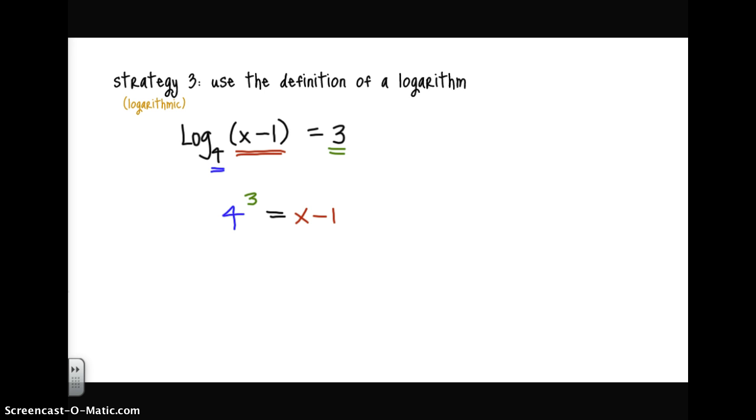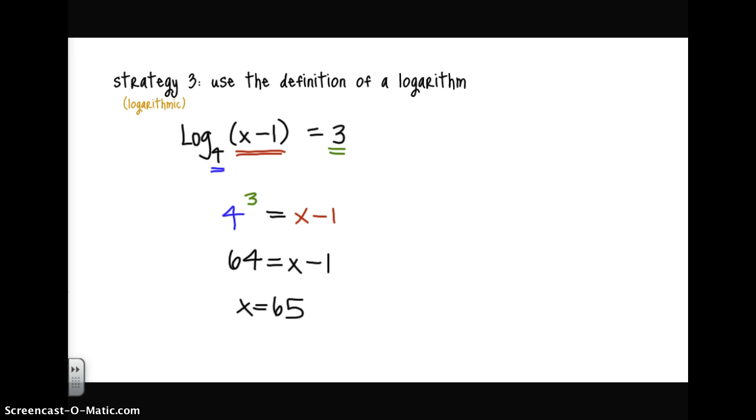4 to the third equals x minus 1. That really is what that log is saying to us. So then, 64, because we all know that 4 to the third is 64, well, that equals x minus 1. That means x equals 65. That became really easy to solve once we knew the definition of a logarithm.